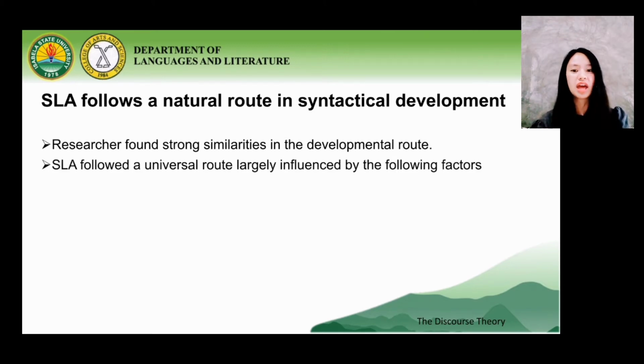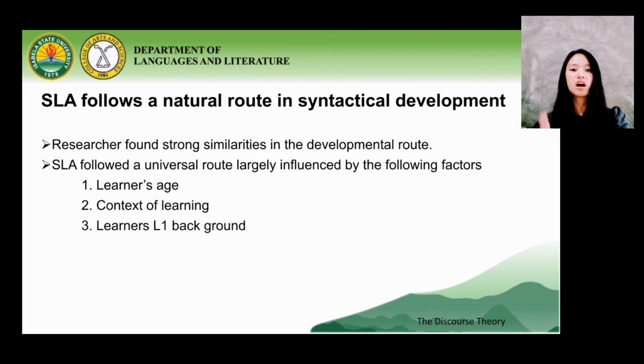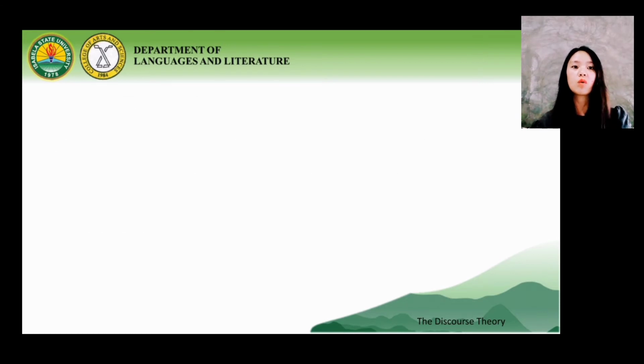So the second language acquisition followed a universal route largely influenced by the following factors. The first one is the learner's age. The second one is the context of learning and the L1's background or their mother tongue's background. L1 is also what we call mother tongue or the first language.